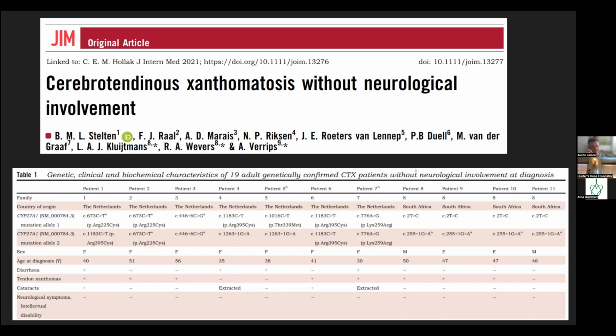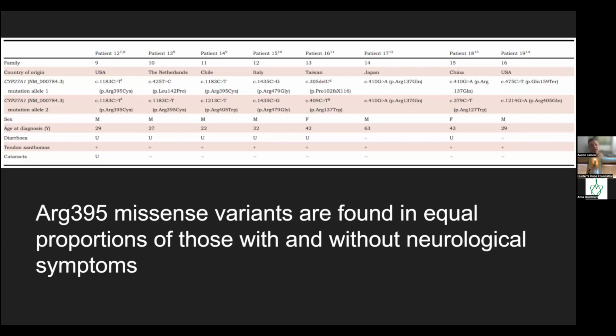And I think if we squint a little bit and start to pay attention to genotypes here, we can start to maybe make some rough correlations. So let me talk through that a little bit. First of all, you'll see this arginine 395 mutation or pathogenic variant. So these missense variants, meaning that you're changing one amino acid to another, but otherwise leaving the protein intact. That missense variant is found in equal proportions among those with and without neurologic symptoms.